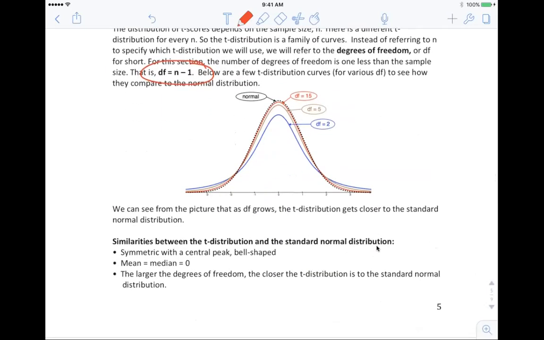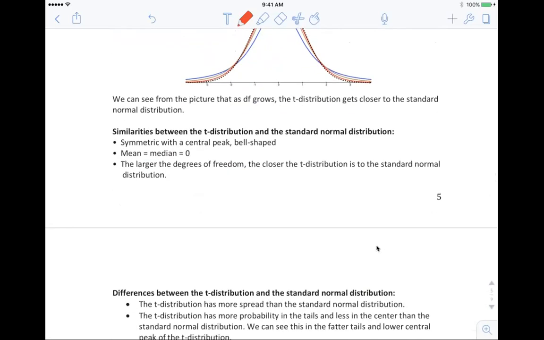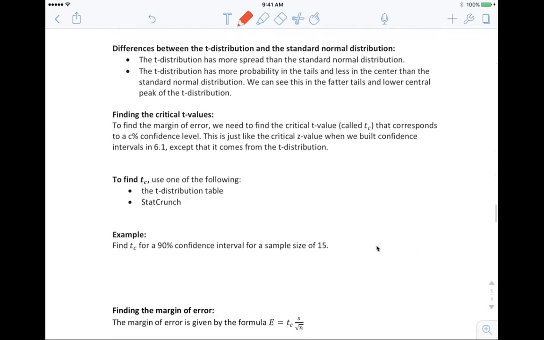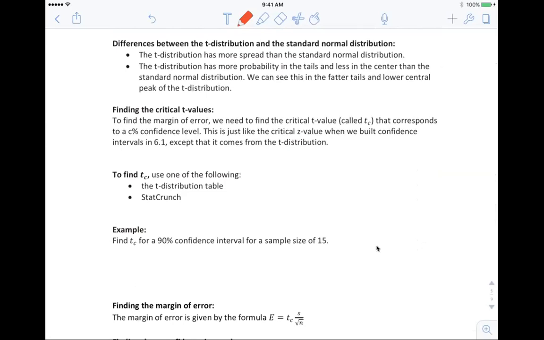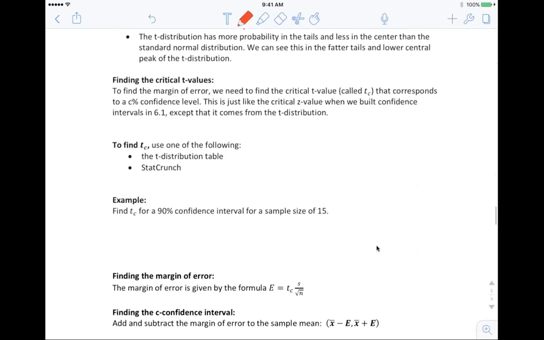Okay, the rest of this is some background information on the t-distribution, but we're going to get right to the problems, what you'll be doing. First thing is you're going to find the critical values. There's 2 ways we'll do that, either the t-distribution table or StatCrunch. It's similar to when we found critical values in 6.1, but we just have to use this new distribution.